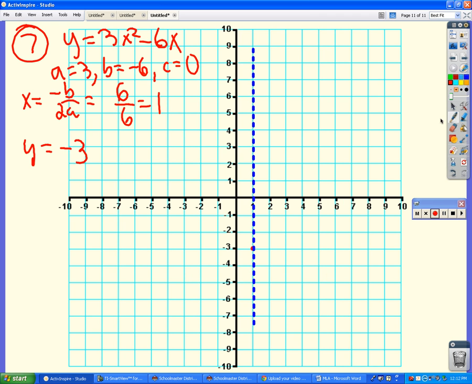And now we don't have to do that other game where we pick a number, because where does this graph cross the y-axis? At 0, because C equals 0. So it's going to cross the y-axis right here, which means that there's also going to be another point right over there, which means that my parabola is going to look like this.